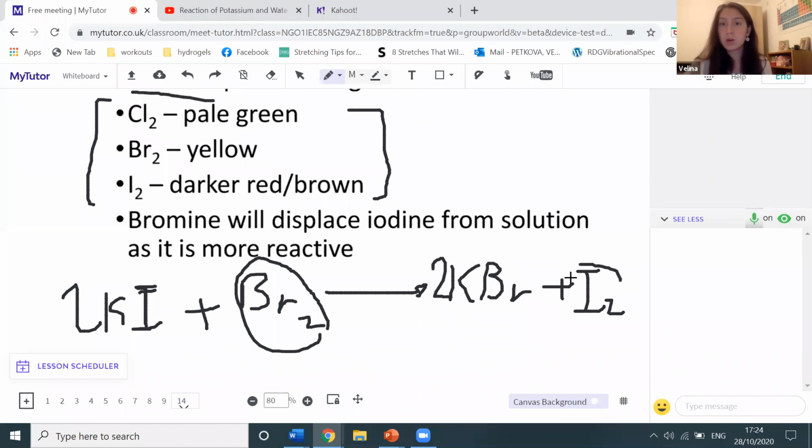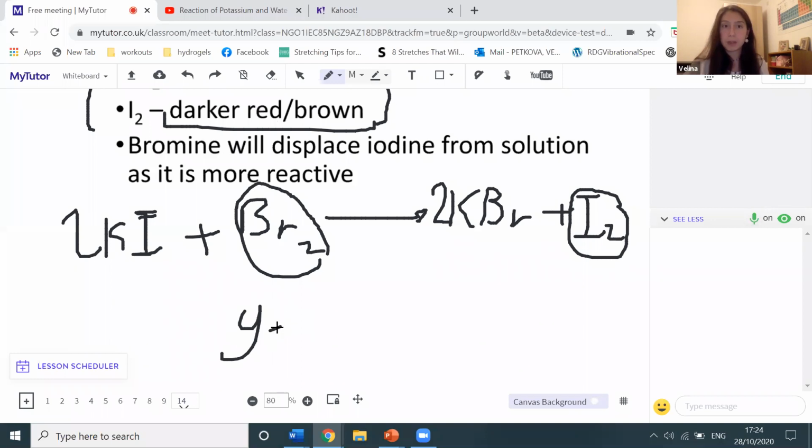And what solution would we go to? The color of solution of iodine, which we know is darker red/brown. So the color change we see is yellow to red. You can say that bromine is either red or brown. And therefore, this is tested. From here, we know bromine is more reactive than iodine. So that is how these displacement reactions work.